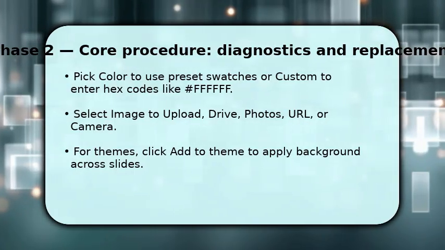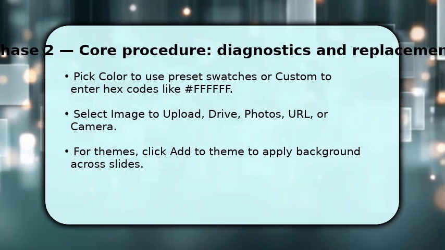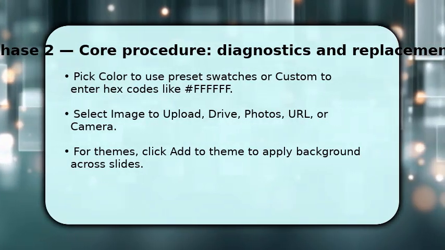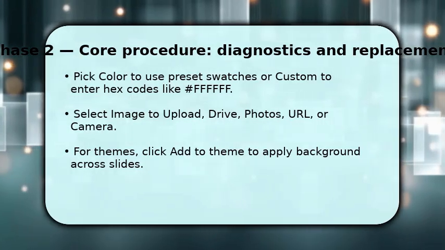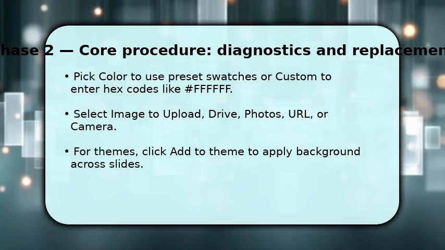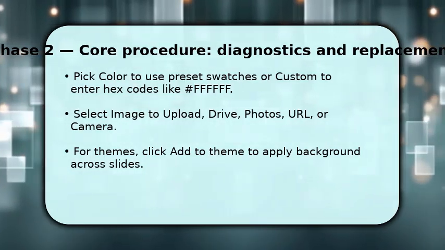If you want graphics, click Image and pick Upload, My Drive, Photos by URL or Camera. Uploading gives best control. Drag and drop or browse. Make sure to check Add to Theme if you want this background on every slide of the theme. Once you've selected a file or color, confirm with Done so the change takes effect.